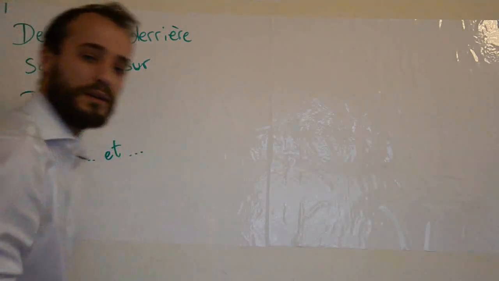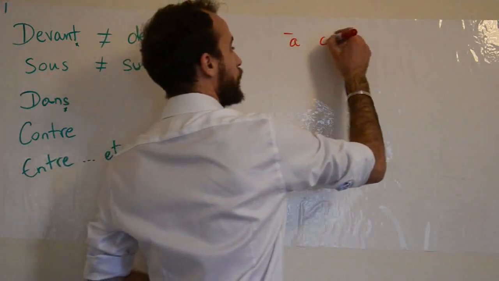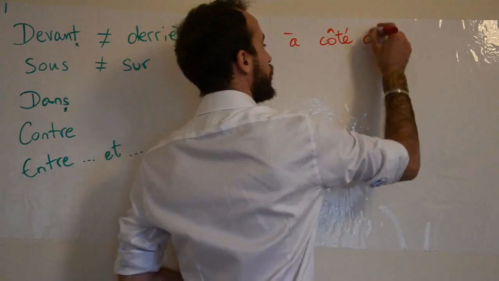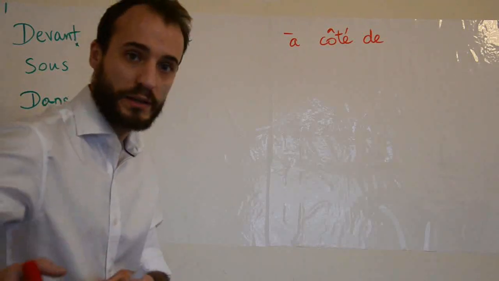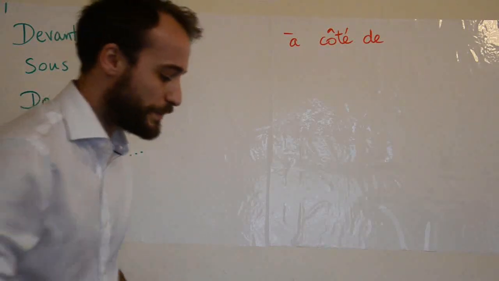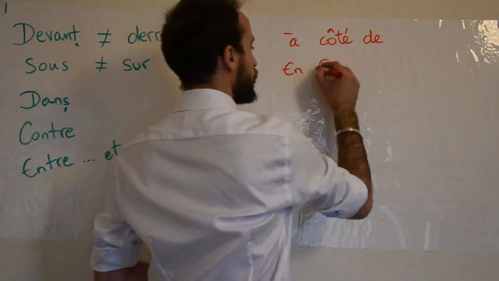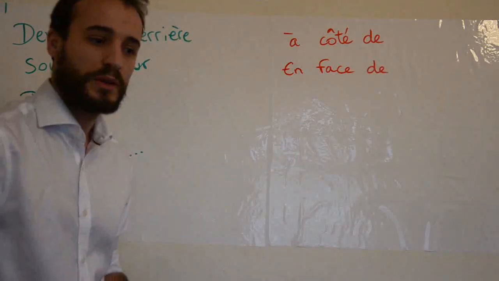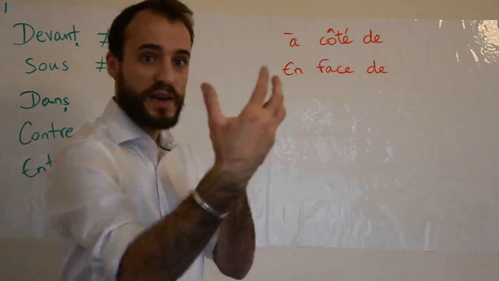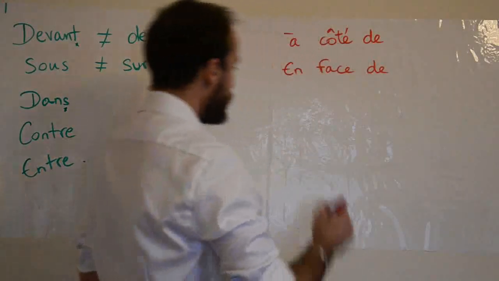Then I'm going to have a second list, which is à côté de, which means near to, not near to, sorry, on the side. Then we have en face de. En face de is opposite, so it's the idea of face to face kind of, so it's opposite.